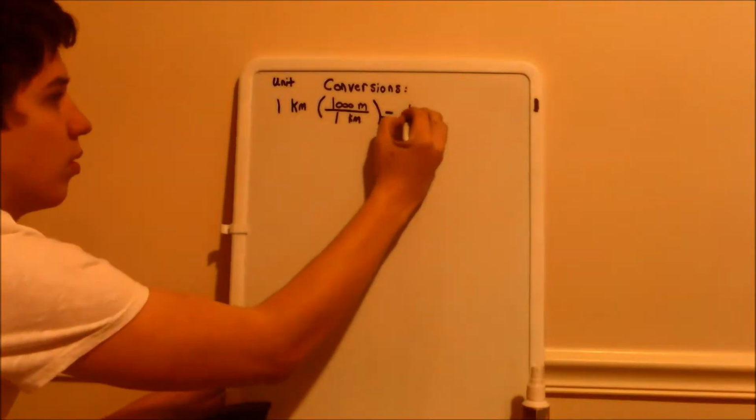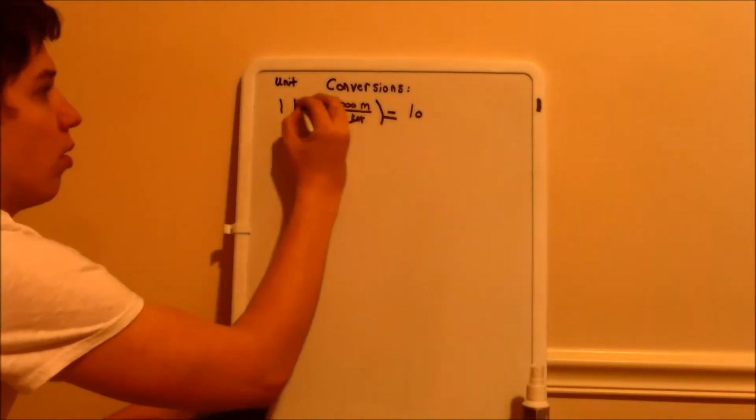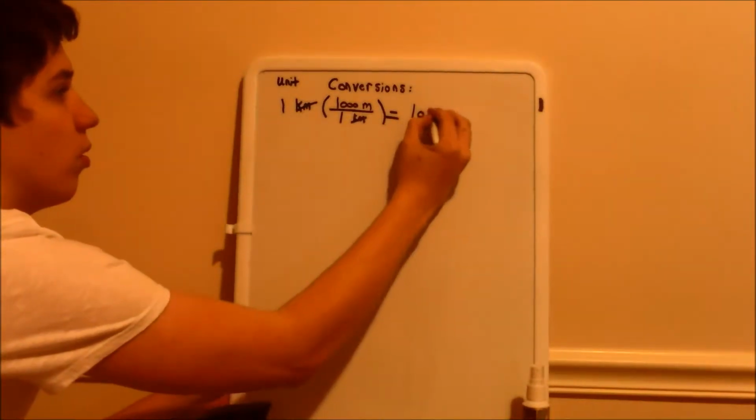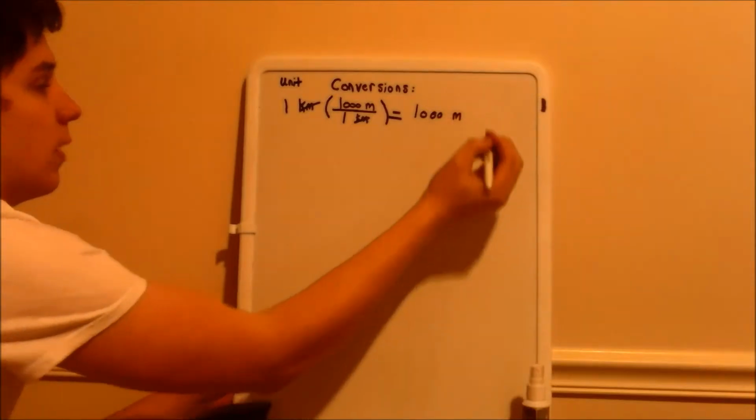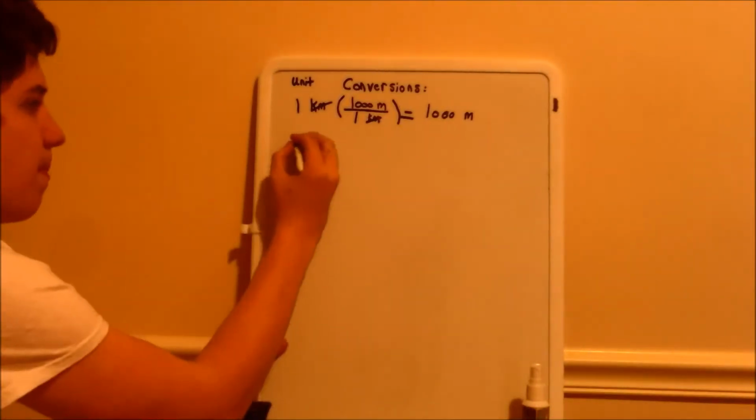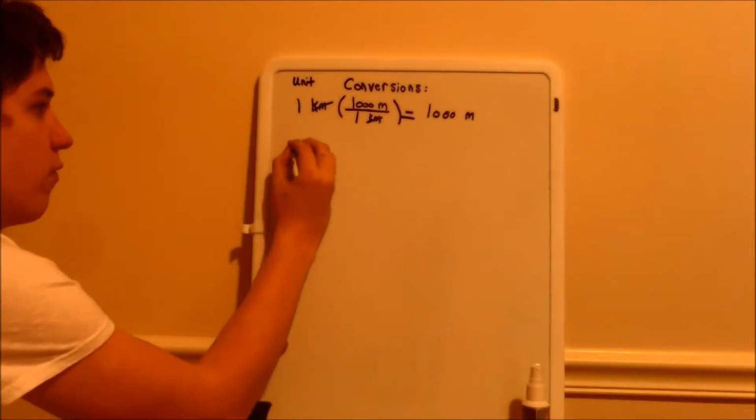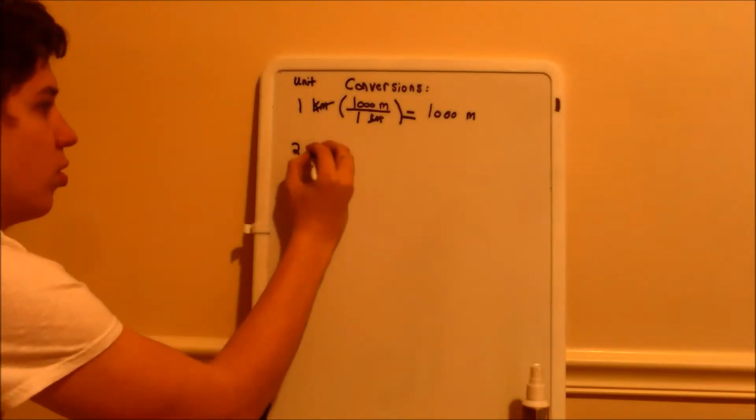right answer. So in this case, you're going to write 1 kilometer and multiply that by 1,000 meters over 1 kilometer. The kilometers cancel, and you end up with 1,000 meters. Obviously, you could do that much easily, but that's a very consistent way to get the right answer.